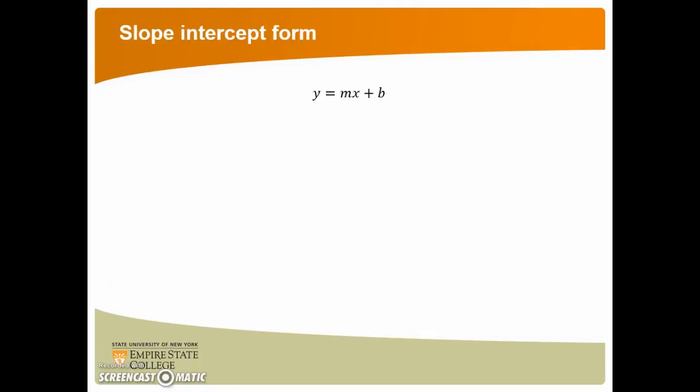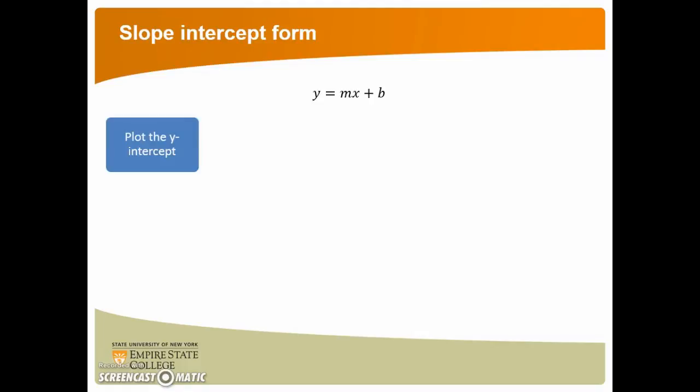Recall that the slope-intercept form for the equation of a line is y = mx + b, where m is the slope and b is the y-intercept. This is a very good form to use for graphing lines. How exactly does this work?